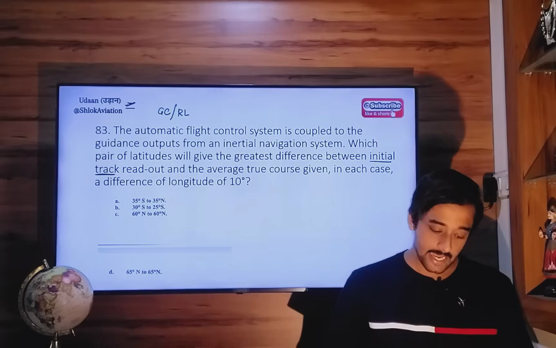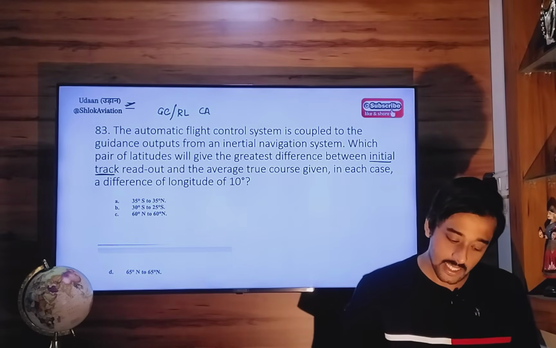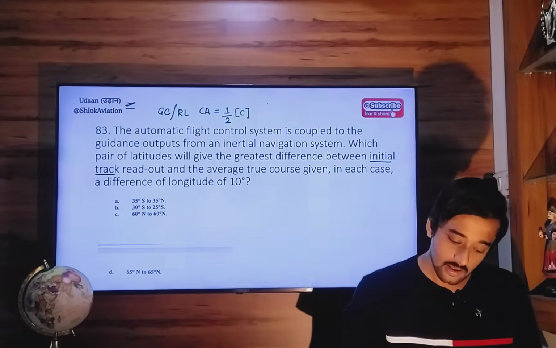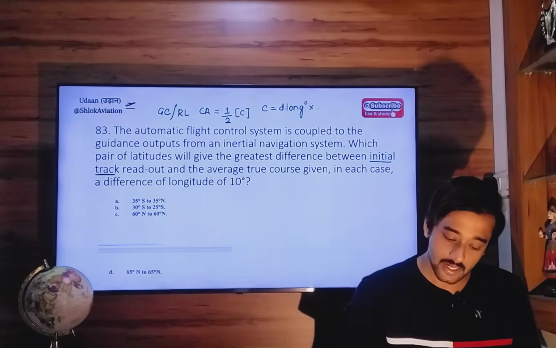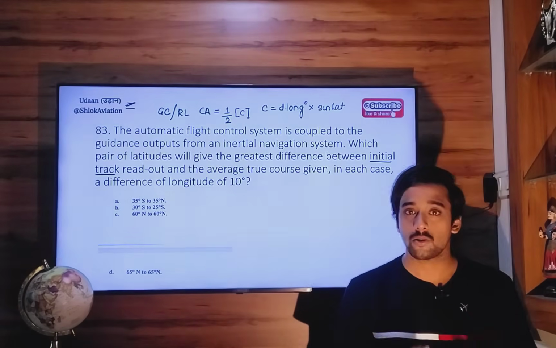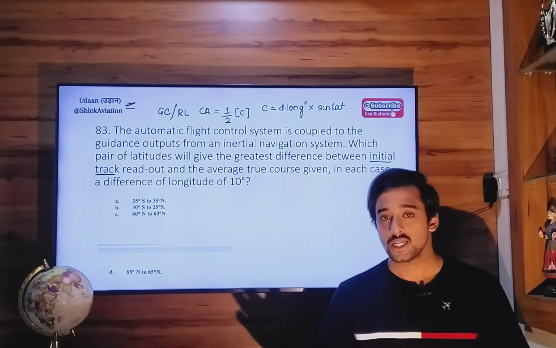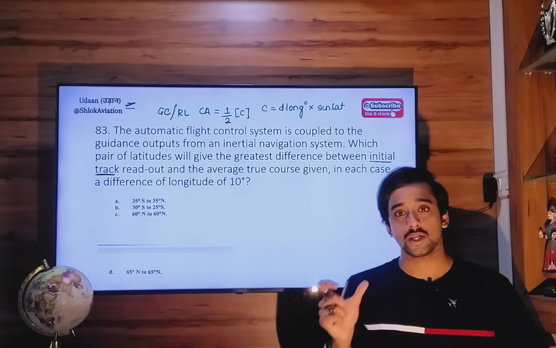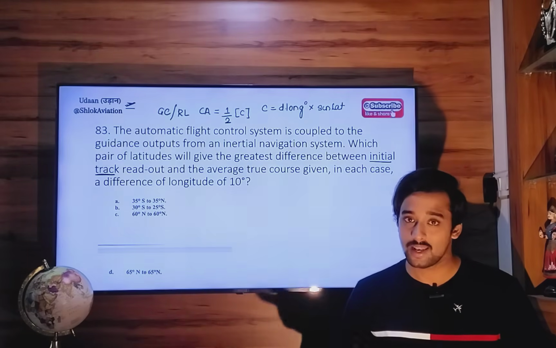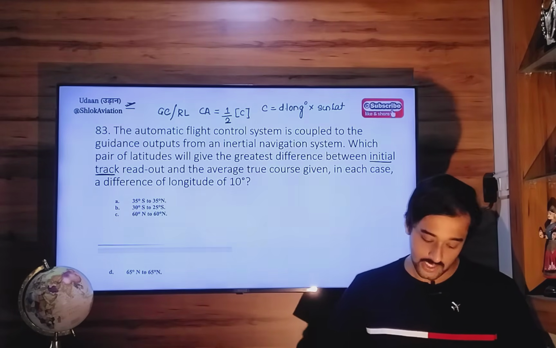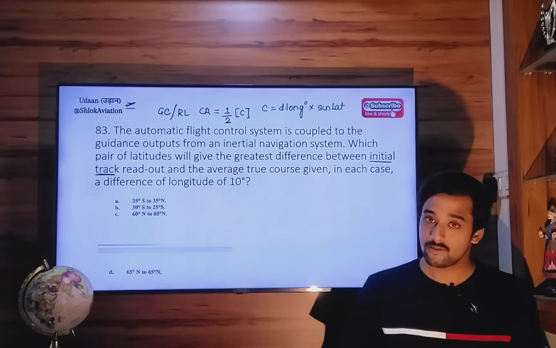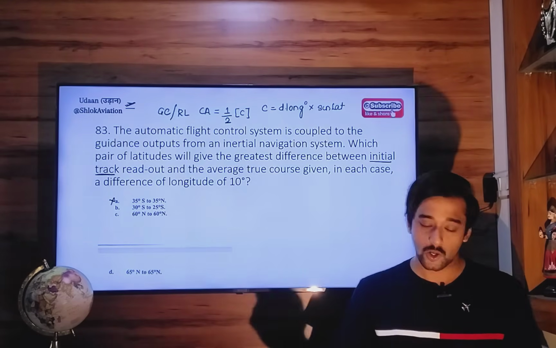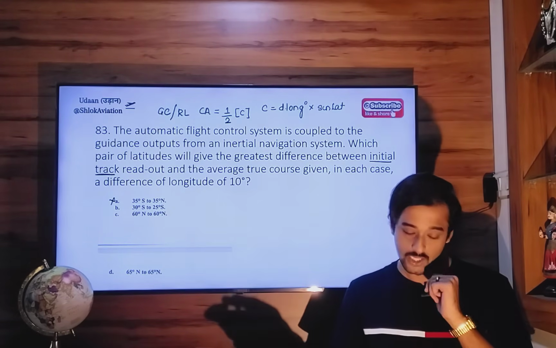Okay, so the convergency angle is nothing but half of convergency. What is convergency? Convergency is d long in degrees into sine latitude. That means convergency is proportional to sine latitude. So we will apply this formula to each of these options and check which option gives the maximum or the biggest angular difference. 35 south, 35 north: this is inapplicable because both points must be in the same hemisphere.